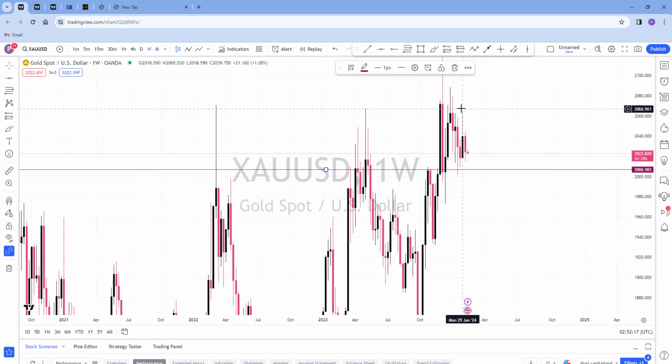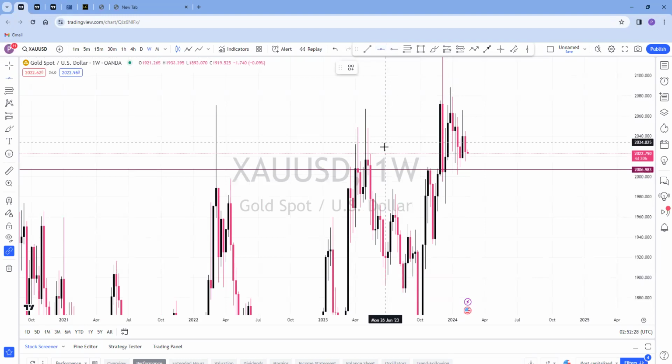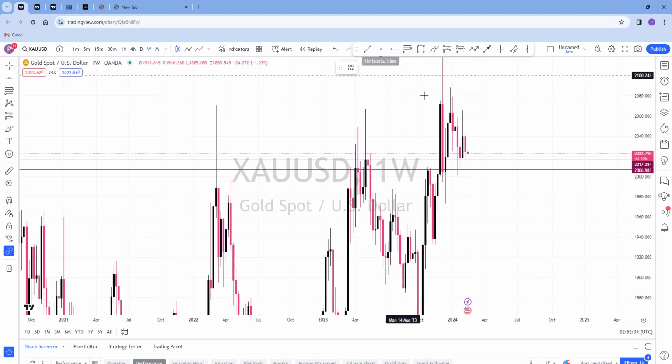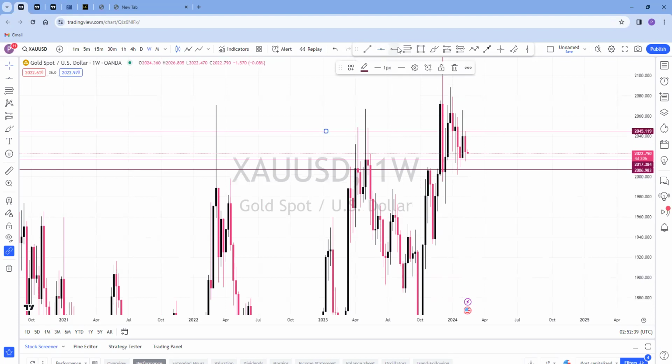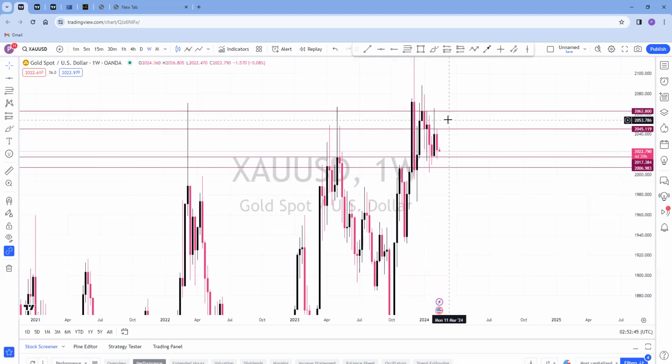And as you can see, it even came there for the third time. All right. And still got rejected. Now we have this zone 2, which has been respected. Also, recently we have these zones where the market would trade between them. All right. These are the weekly zones.